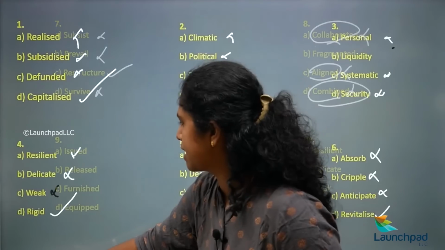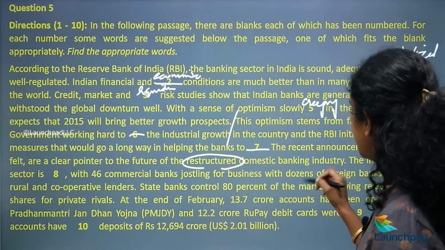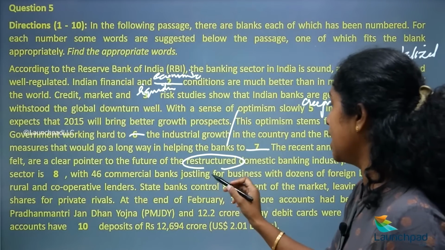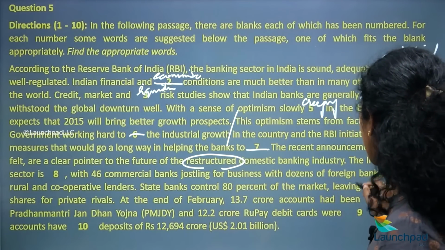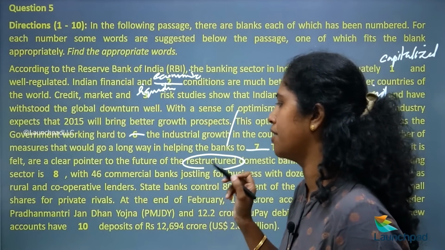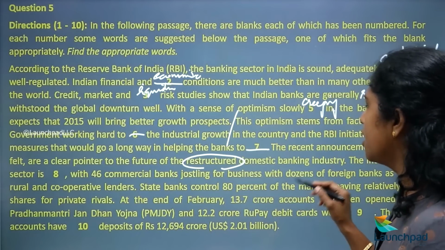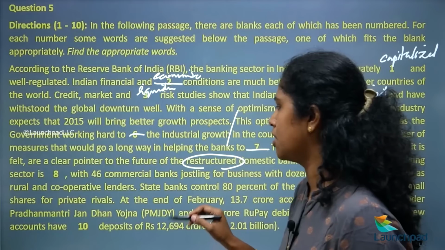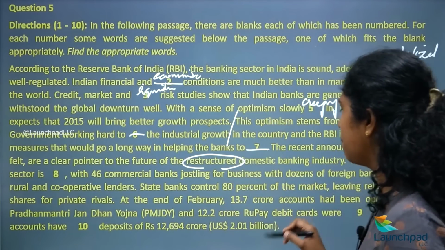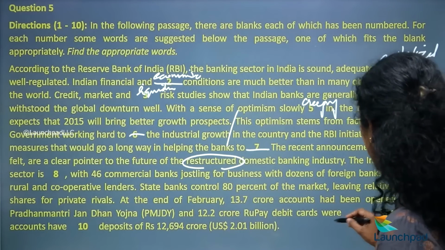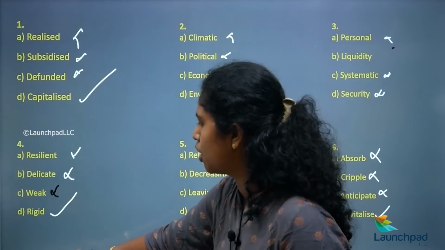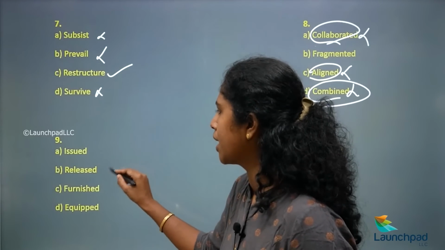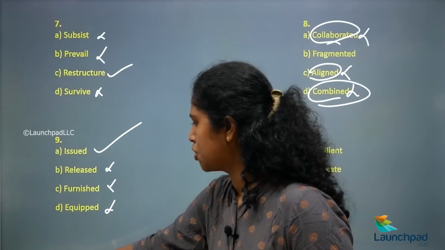Next. For business with dozens of foreign banks as well as rural and cooperative lenders. State banks control 80% of the market, leaving relatively small shares for private rivals. At the end of February, 13.7 crore accounts had been opened under Pradhan Mantri Jan Dhan Yojana, and 12.2 crore RuPay debit cards were dashed. So it should have been issued or granted, right? Issued, released, furnished and equipped. So it has been issued.